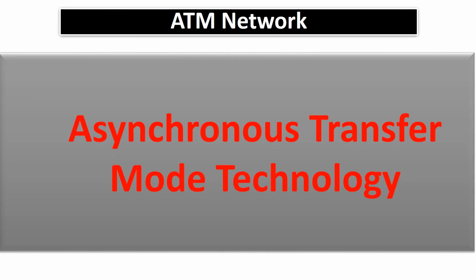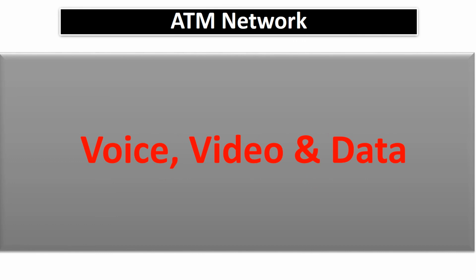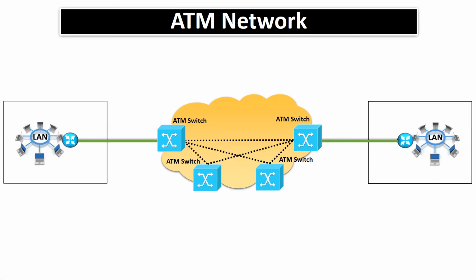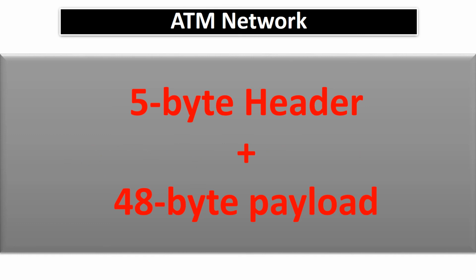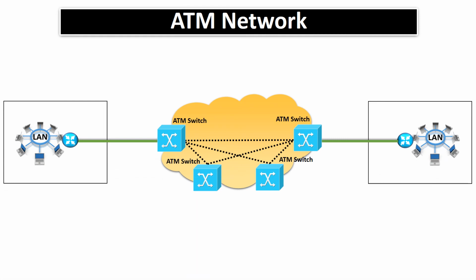ATM is abbreviation for asynchronous transfer mode technology. ATM is capable of transferring voice, video and data over provider network across locations. It is built on cell-based architecture and ATM cells are always of fixed length of 53 bytes. The ATM cell contains a 5-byte ATM header followed by 48 bytes of ATM payload. ATM technology is very scalable and can support data rates even faster than OC12, that is above 622 Mbps.